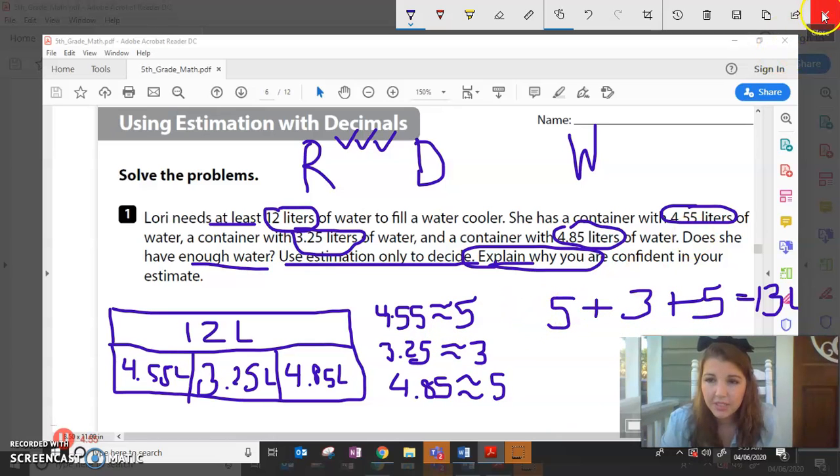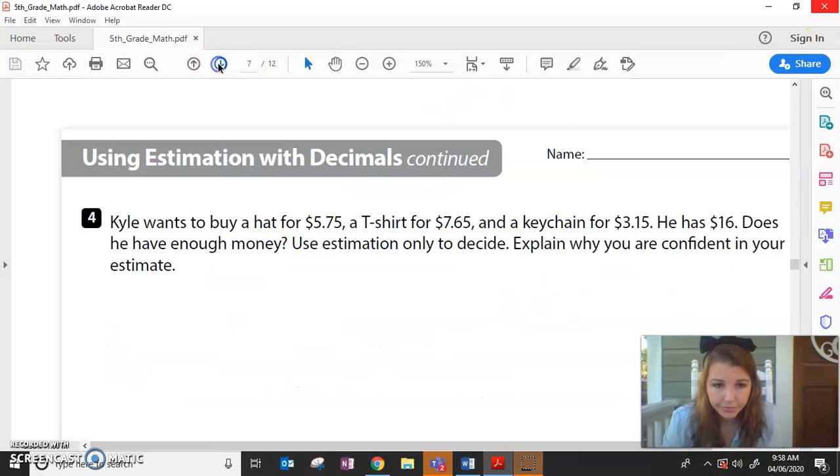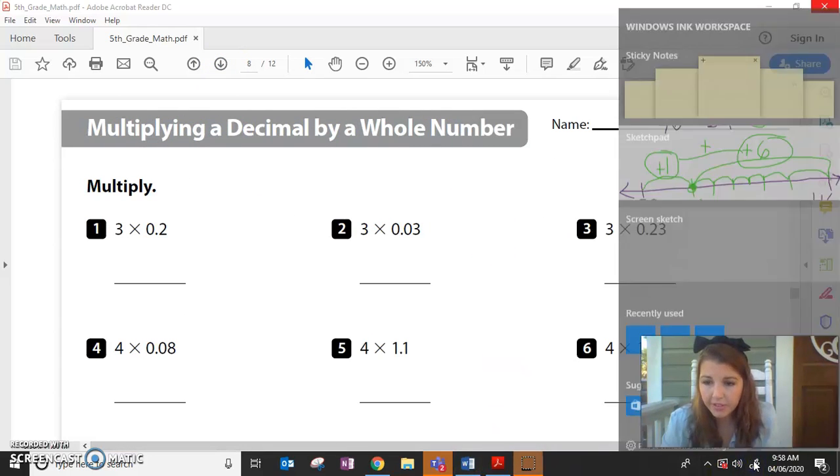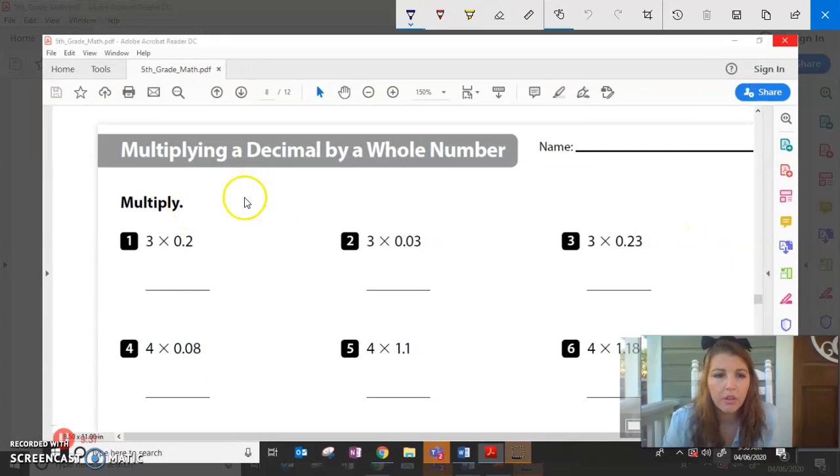All right, let's move on to the next page. This is just a continuation of that same lesson. The next topic is multiplying a decimal by a whole number, and this is going to be our last topic for today. Multiplying a decimal by a whole number. I already know that when I multiply decimals and whole numbers, I can multiply as if they were both whole numbers and then place my decimal in the product at the end. So I'm going to set my numbers up. I like to put the longer number on top.